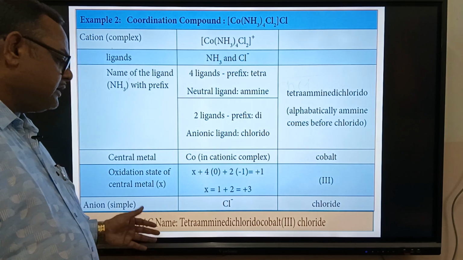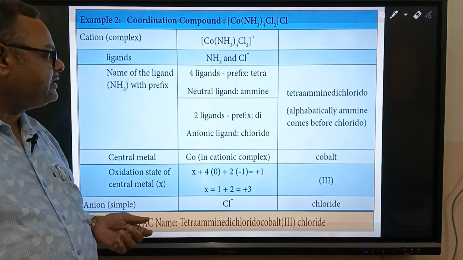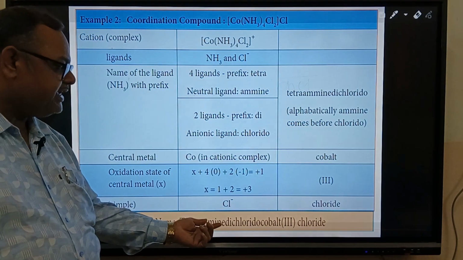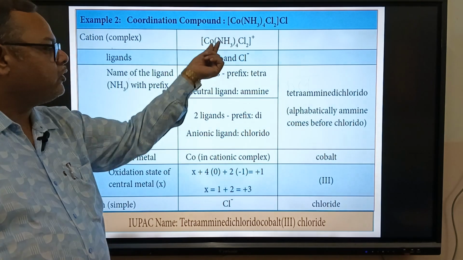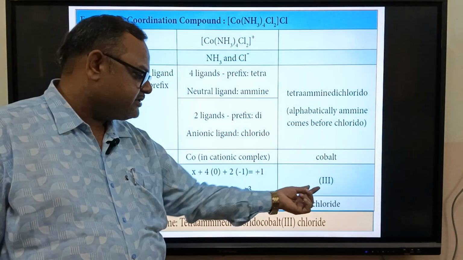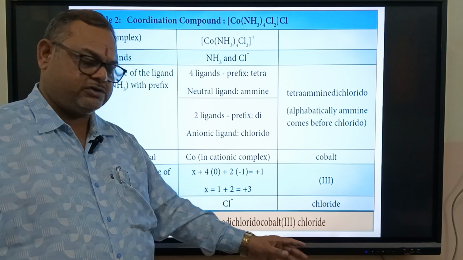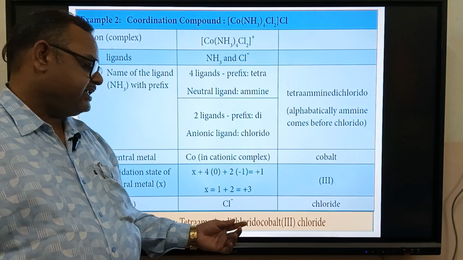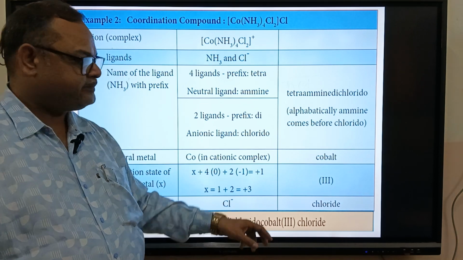Then comes the name. As you can see, we have 4 ammine, so the name becomes tetraammine, 2 chlorine, dichlorido, cobalt, oxidation state is 3, and after that the name of the counter ion, chloride. So the name is tetraamminedichloridocobalt(III) chloride.